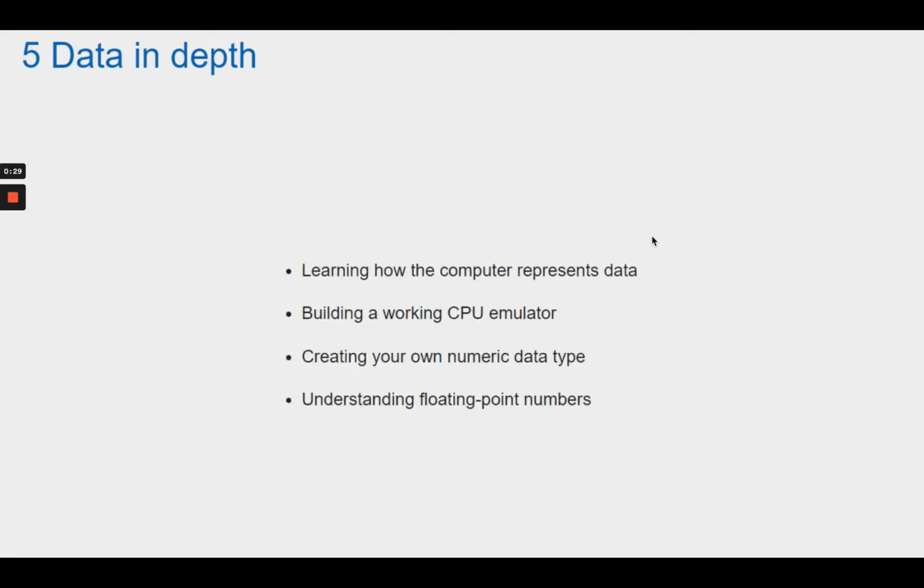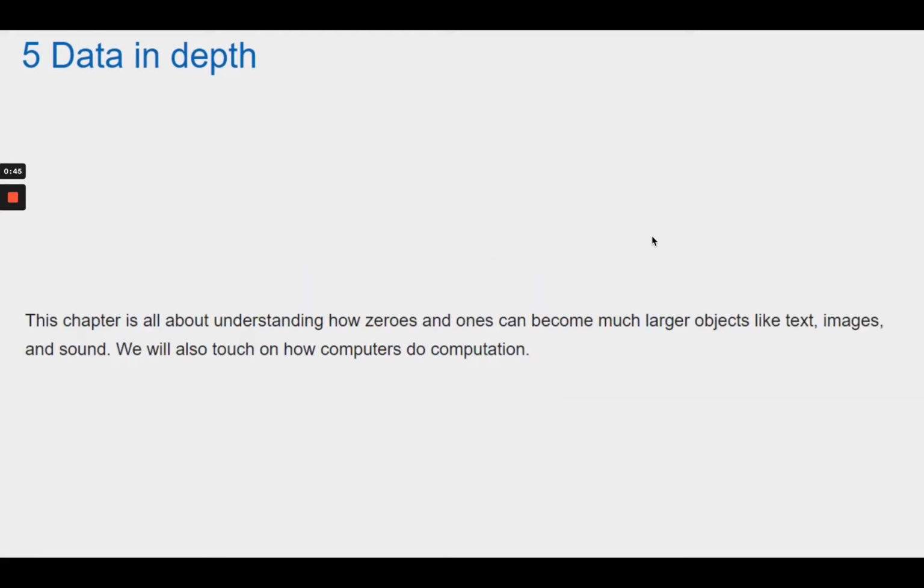Chapter 5. Data in Depth. This chapter covers learning how the computer represents data, building a working CPU emulator, creating your own numeric data type, understanding floating point numbers. This chapter is all about understanding how zeros and ones can become much larger objects like text, images, and sound. We'll also touch on how computers do computation.